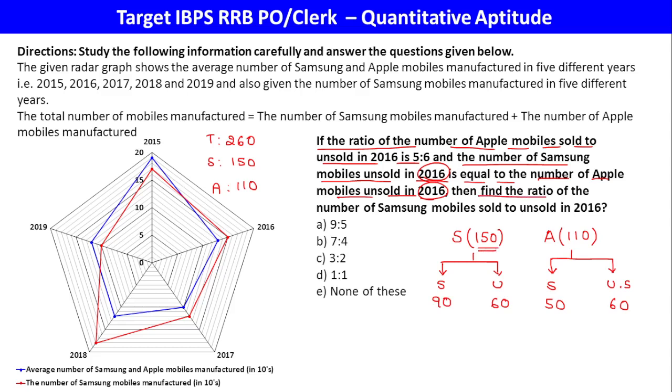Then find the ratio of Samsung mobiles sold to unsold. 90 is sold, 60 is unsold. 3:2 option. Second option is the final answer. Option C is the final answer. Right. Next question.